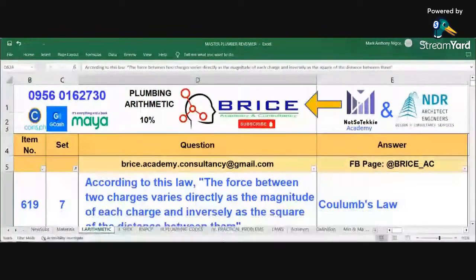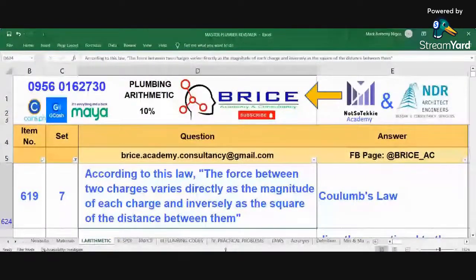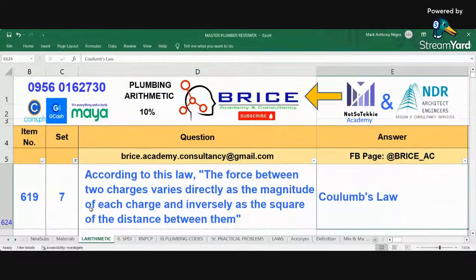619. According to this law, the force between two charges varies directly as the magnitude of each charge and inversely as the square of the distance between them. The answer is Coulomb's law.